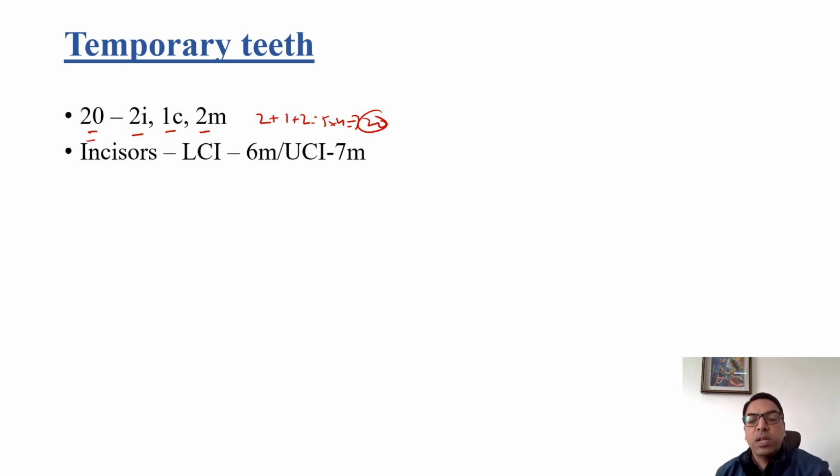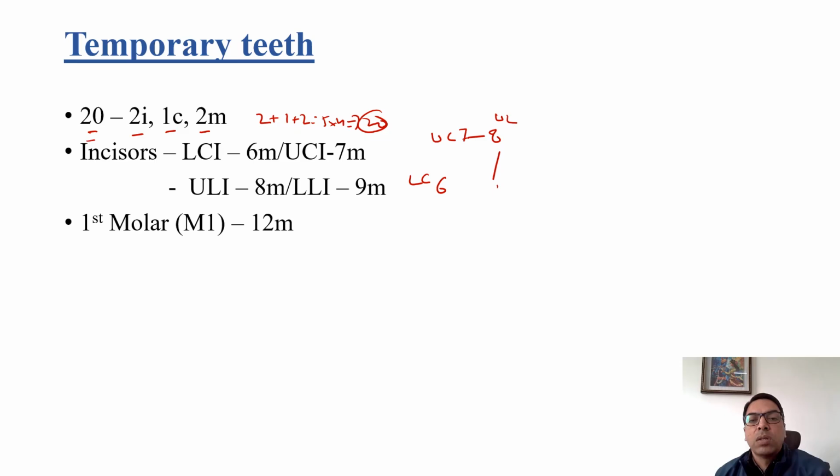The eruption of the temporary incisors: the lower central incisor appears at the age of 6 months. Then upper central incisor at 7 months, then upper lateral incisor at 8 months, then lower lateral incisor at 9 months. 6 to 7, 7 to 8, 8 to 9.